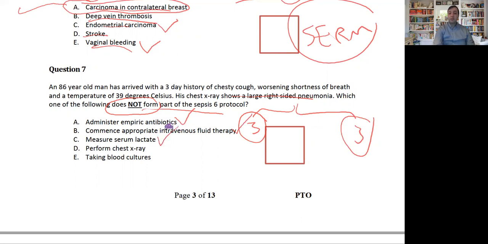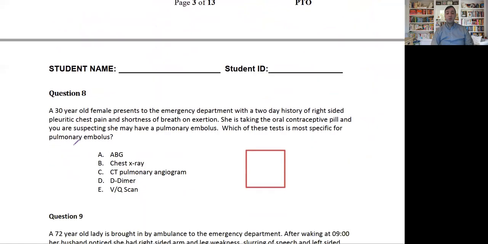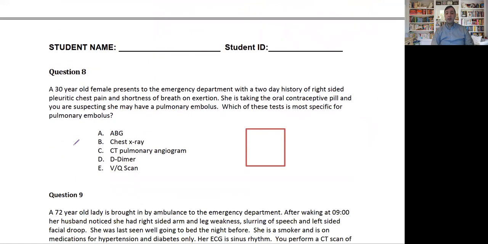Measure serum lactate, this is one of them. Perform chest X-ray, this is wrong. It's not one of the sepsis 6 protocol. Taking blood culture, this is one of them as well. So this is the appropriate answer. I think it is choice D. So let's move on to question number 8.